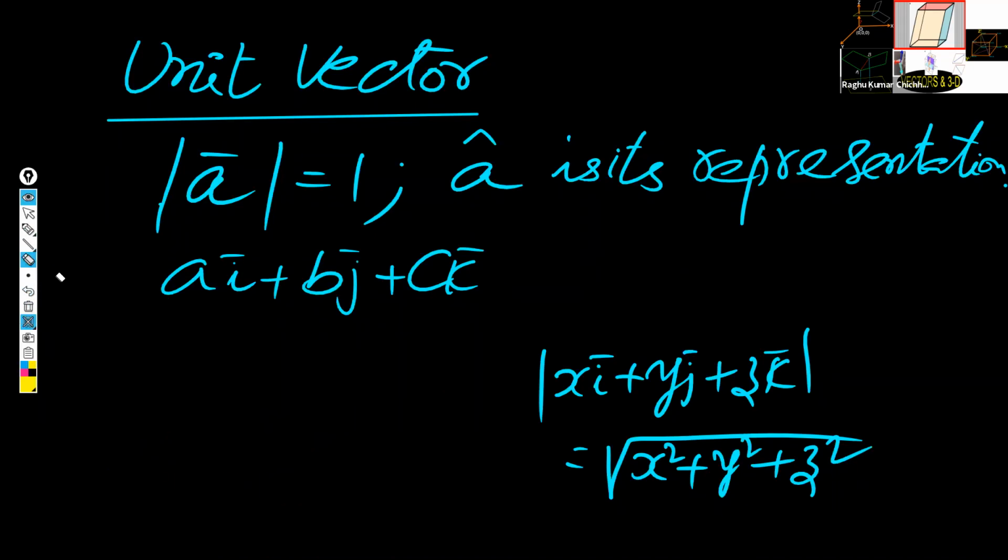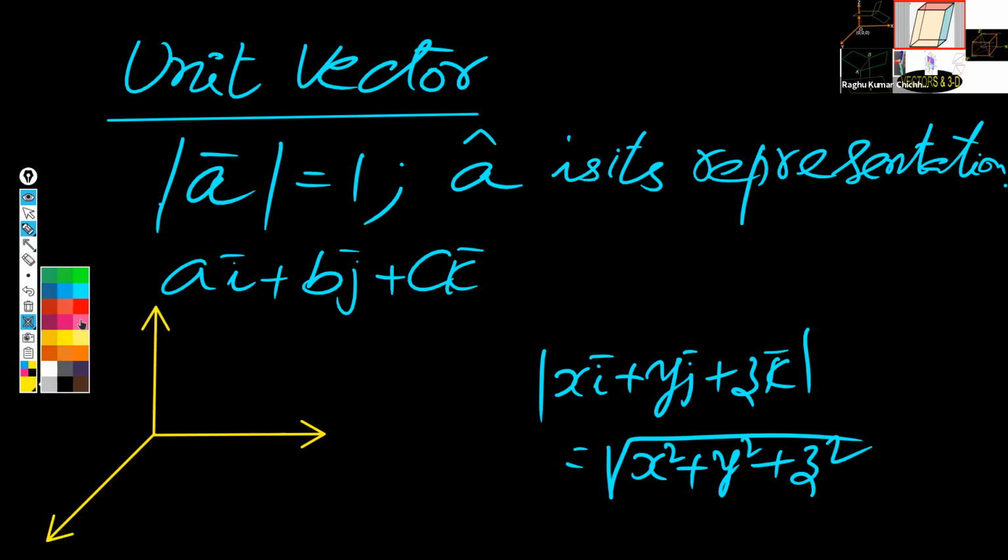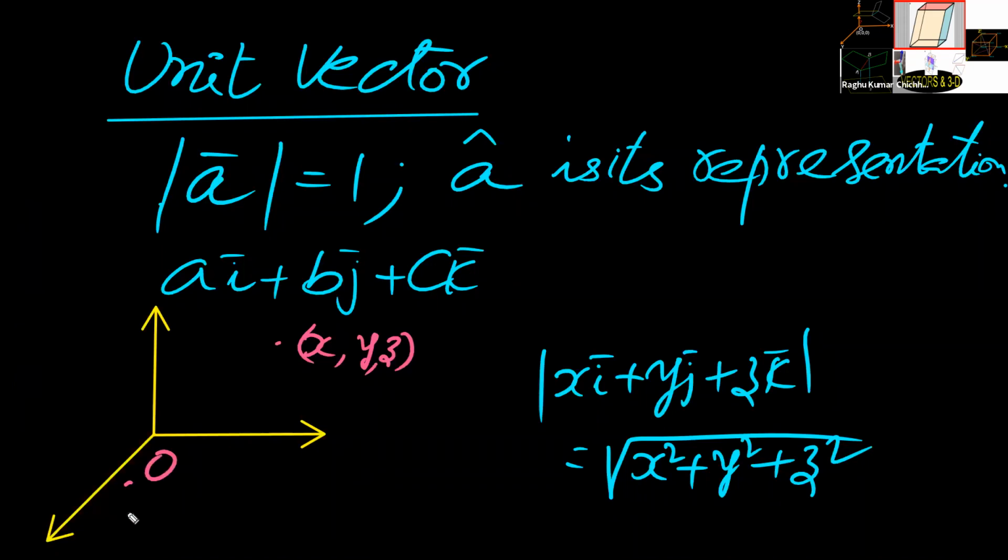I'll take the x, y, z axes so that it will be more comfortable. This is x axis, this is y axis, this is z axis. Now, if you take any arbitrary point in the space as x, y, z, in three-dimensional geometry, it is shown as a point. And in vectors, how do we see this? This is the origin here. You know, origin is 0, 0, 0, which is a zero vector in three-dimensional geometry.